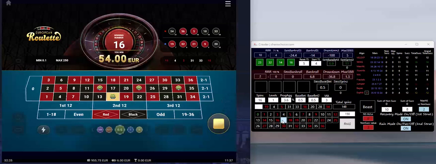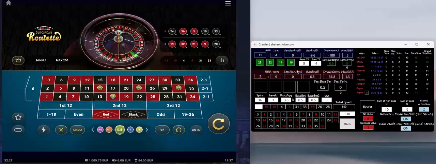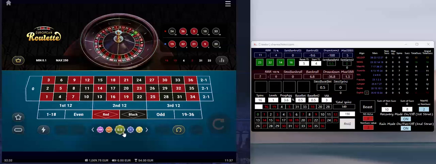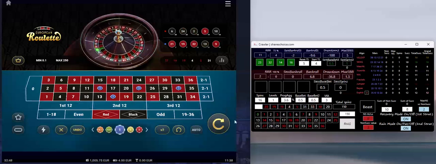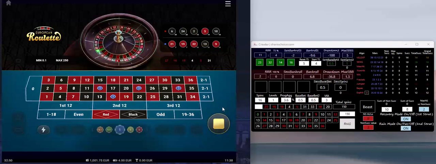Okay, 16 is our number. So based on the prediction, we still should be betting on the same number. So I will now only play, let's say, again with one. And let's see what will happen. So we are playing longer with this algorithm, but so far it was successful. So let's hope for some more hits.